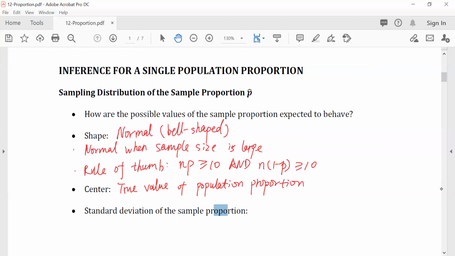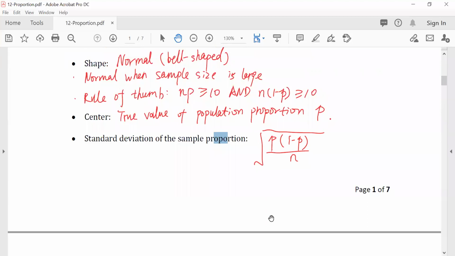So that's easy to understand, right? The center of the sampling distribution of the sample proportions will be the true population proportion. The standard deviation would be the square root of p times 1 minus p over n. Do you know when this will be largest?